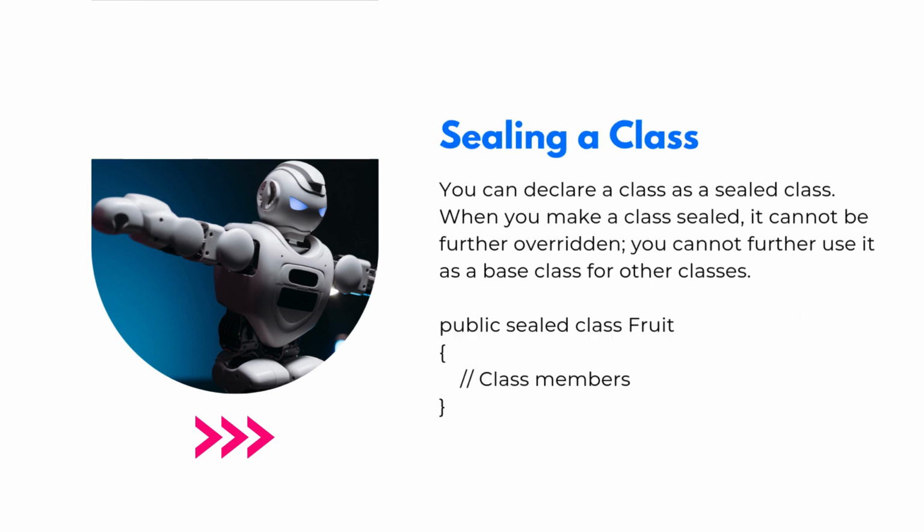You can declare a class as a sealed class. When you make a class sealed, it cannot be further overridden. You cannot further use it as a base class for other classes. In the given example of a sealed class, public is an access modifier. The keyword sealed indicates that this class cannot be inherited by any other class. Class is a keyword, Fruit is the name of the class.